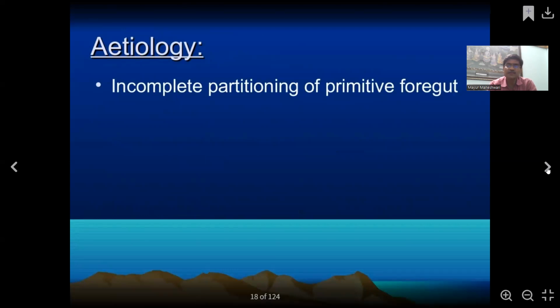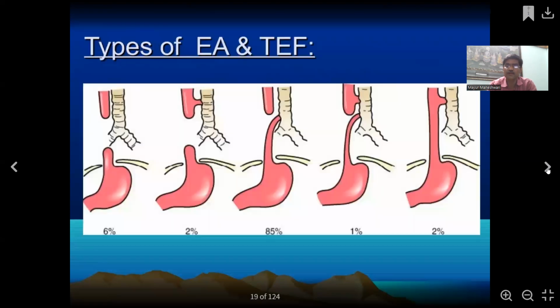So the etiology is a defect or incomplete partitioning of the primitive foregut. So these are the common types of esophageal atresia. 5 types have been described in the literature. The commonest is the third variety, that amounts to 85% of the cases, in which the upper pouch is blind and the lower pouch is ending into the trachea.